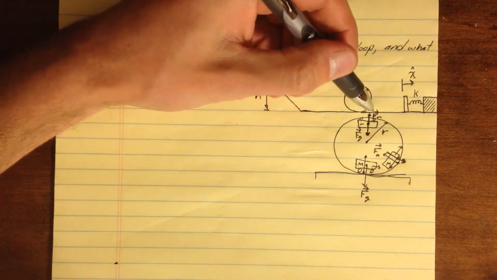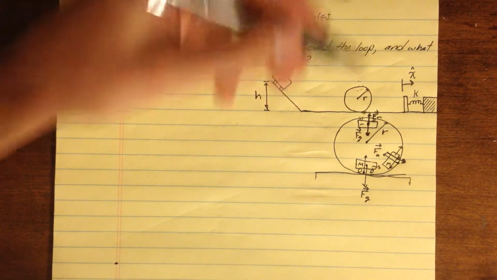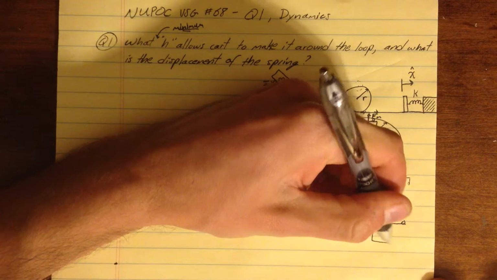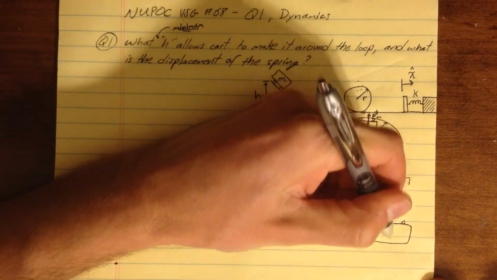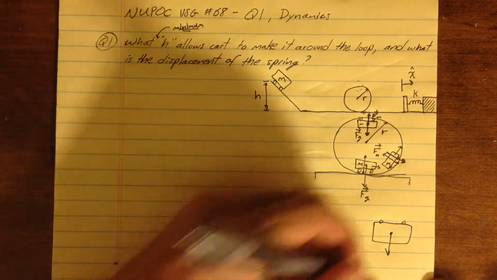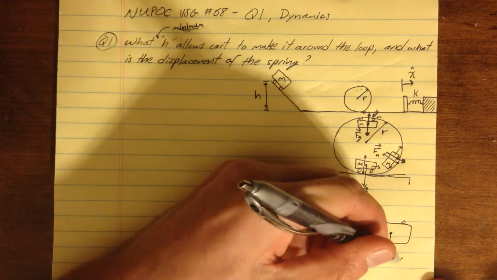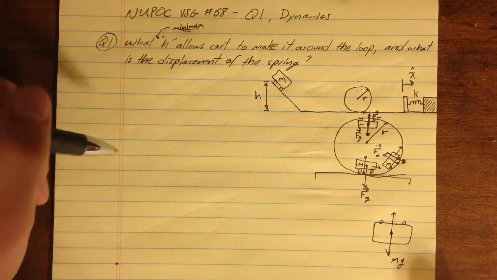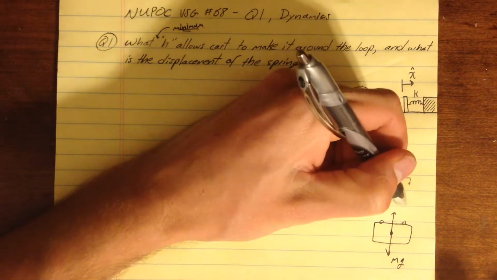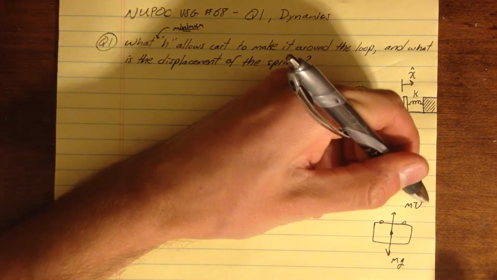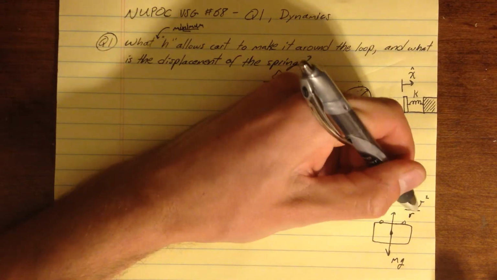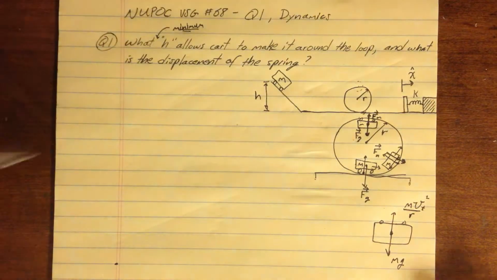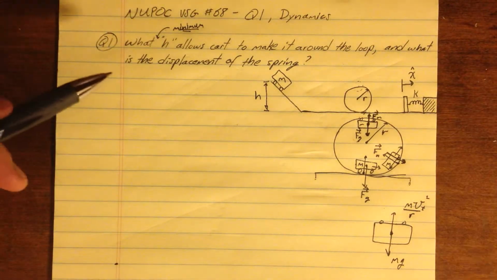And so at the very top of this loop, if we drew the cart out upside down at the top of that loop, we have the force of gravity, mg, and we have the normal force, which, by the way, is mv squared over r, the radius of the loop. And I'm going to call this vt squared for the top of the loop.